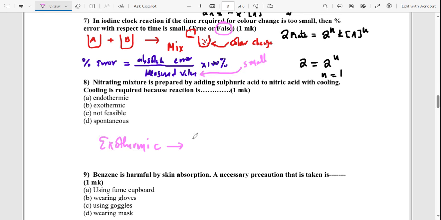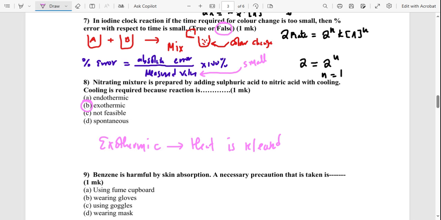What happens is that the heat is released. Okay, heat is released. That's why you want to cool. Does that make sense? Okay, I hope it makes sense.